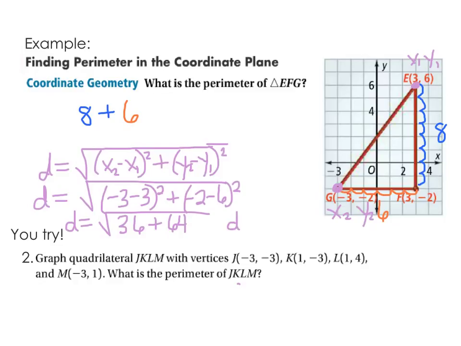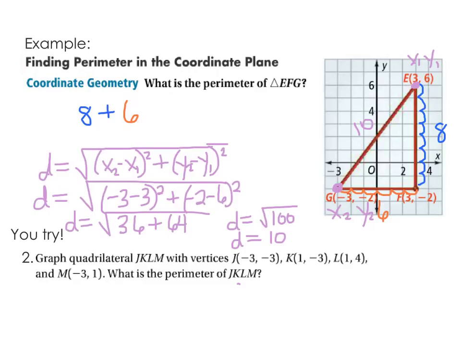I'm going to go to the side here. D is equal to the square root of 36 plus 64 is 100. And the square root of 100 is 10. So D is equal to 10. So now I know that this length here is 10.